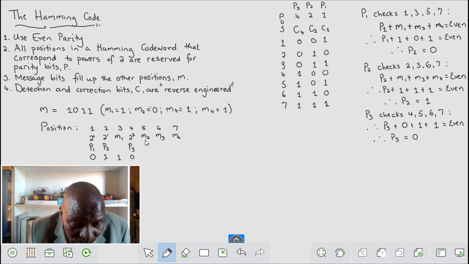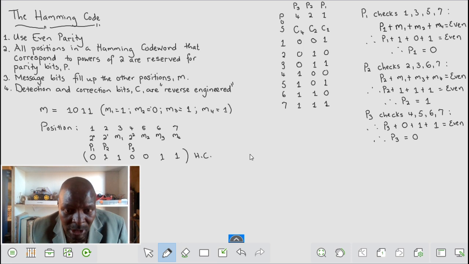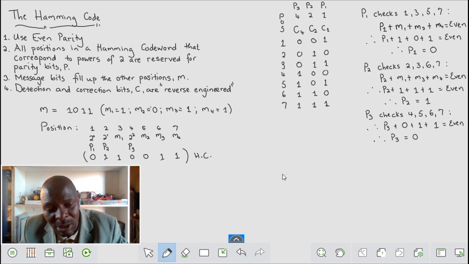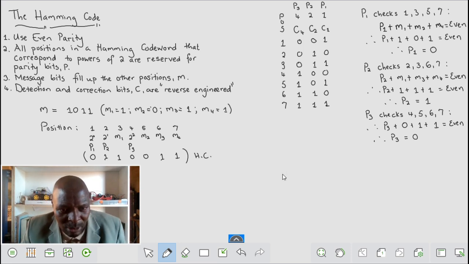Our position 5 is an M2, which is another 0. Position 6 is M3, which is a 1, and position 7 is a 1. So this is the code word. This is the Hamming code word that we will have to transmit. I'll just say HC for the Hamming code word. So when you transmit, you're going to transmit 0110011 as our Hamming code word.